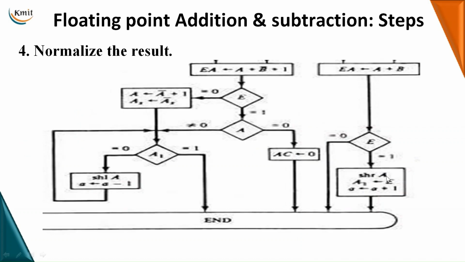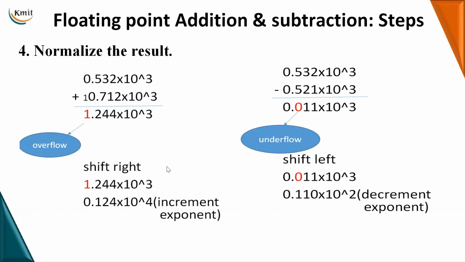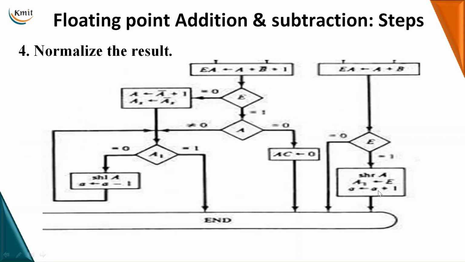And when there is an overflow, what we are doing, we are performing a shift right on the contents of A, which is nothing but AC. How you are performing shift right, you are transferring E to A1. So if you look at this, whatever is in E, it is transferred to the A1 bit, and then you are going to increment your exponent. This is how you are normalizing the result in case of an addition operation.